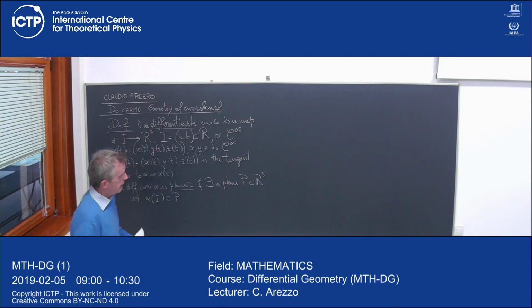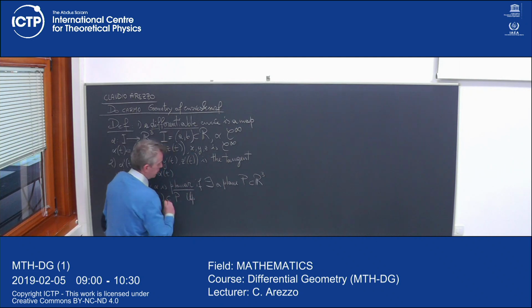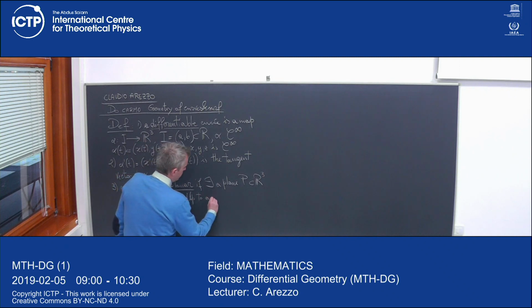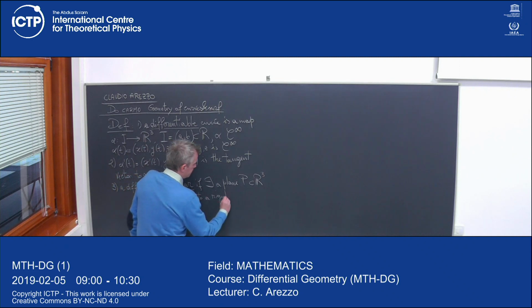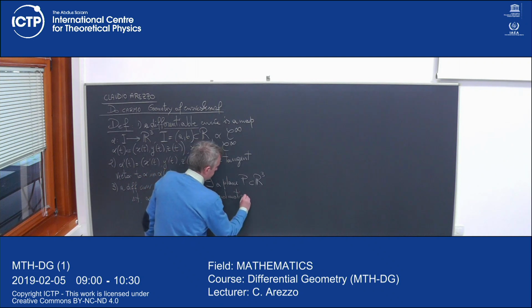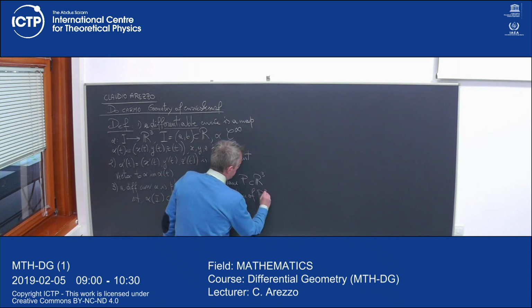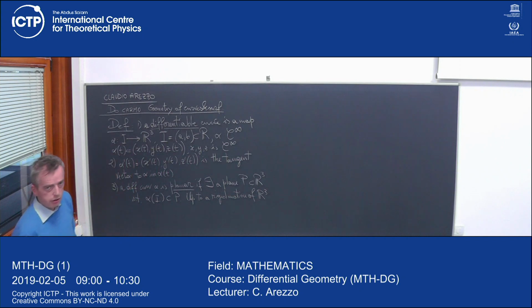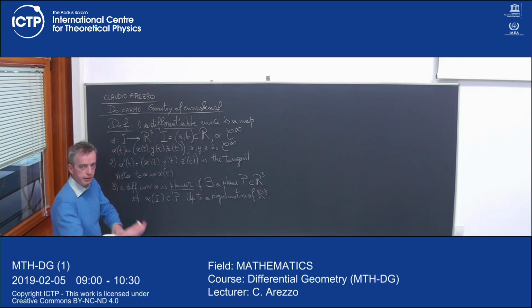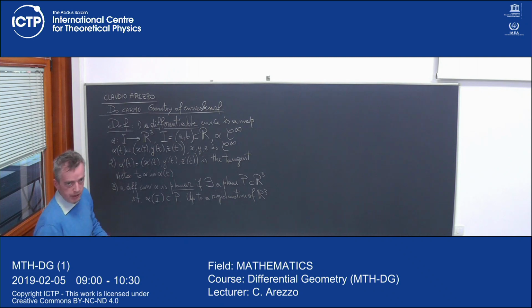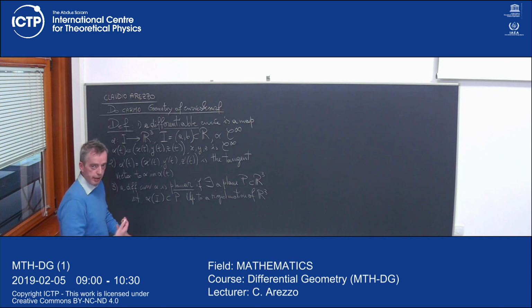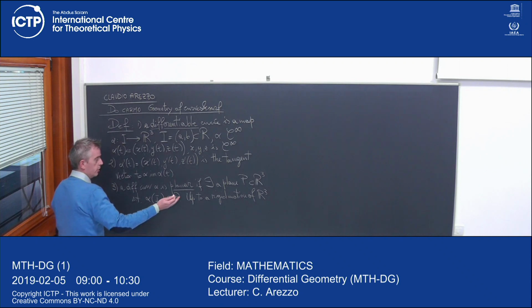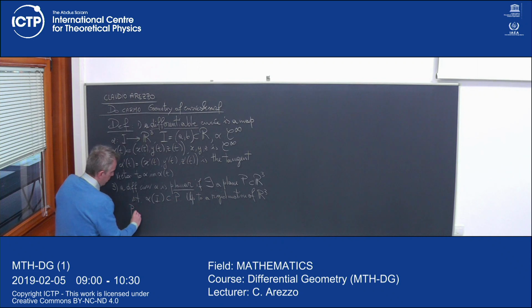So basically, the moral of what I said is that up to a rigid motion of R3, which is a combination of translations and rotations, I'm not using reflections. Reflections are the missing rigid motions that I'm not using. But in any case, up to rigid motions of R3, I can assume that P is actually the plane Z equal to 0.